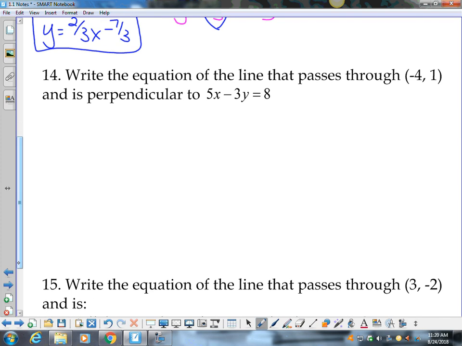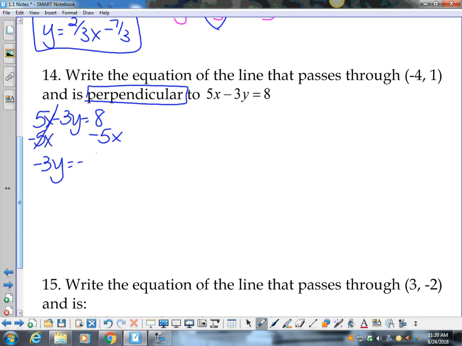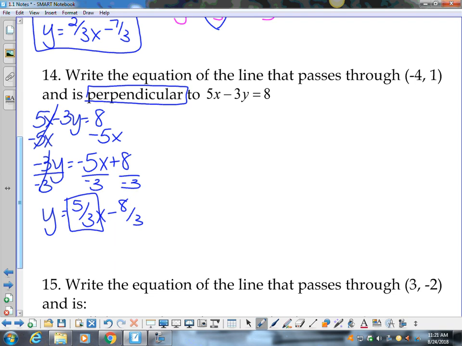Then write the equation of a line that passes through that point and is perpendicular to this equation. So the first thing I need to do is take this equation and go find his slope. So I'm going to subtract my 5x. His slope is a 5/3. Now, I'm perpendicular to him, so my slope is not a 5/3. My slope is a negative 3/5. So I take my negative 3/5 and I take my point.